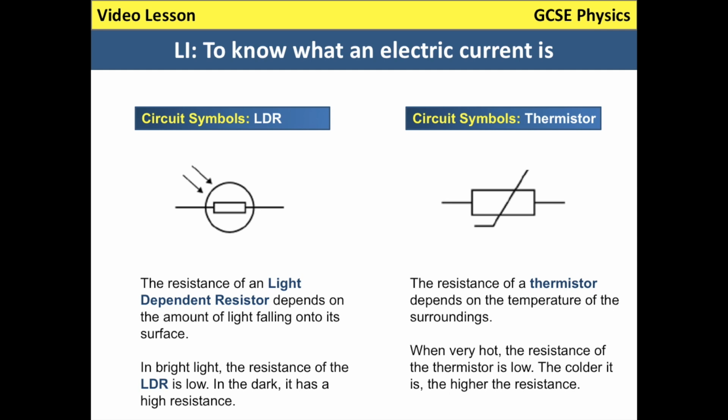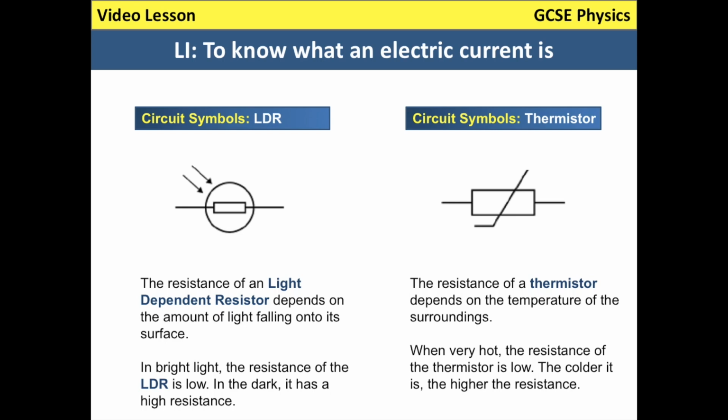Here on the left hand side we have an LDR. LDR stands for light dependent resistor. You will begin this by drawing a normal resistor and then drawing a circle around it and two arrows going towards that circle on the left hand side. This is drawn as so to represent light hitting the resistor.